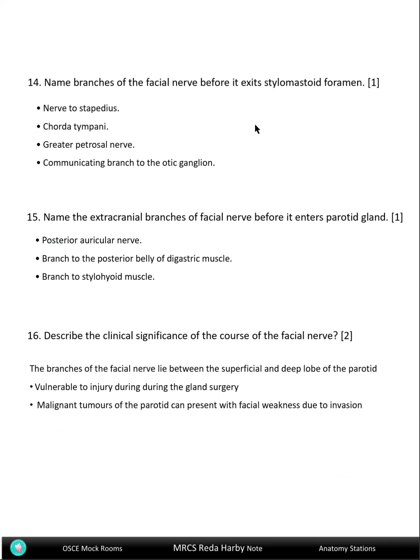What is the clinical significance of the course of the facial nerve? You are attendee 23, Nasrat. You are raising your hand. I need you to participate.